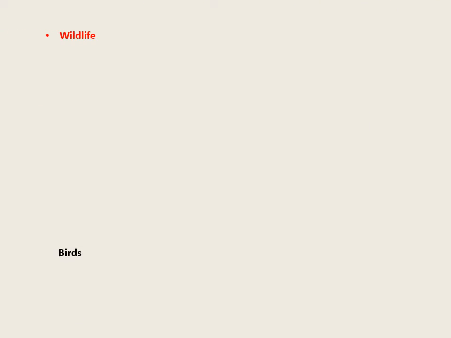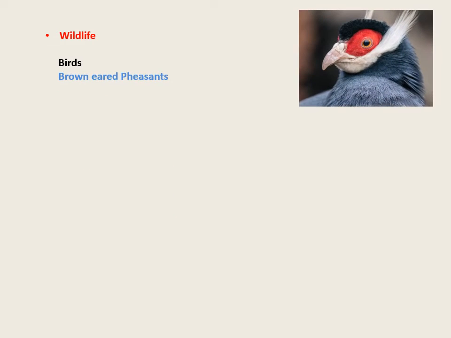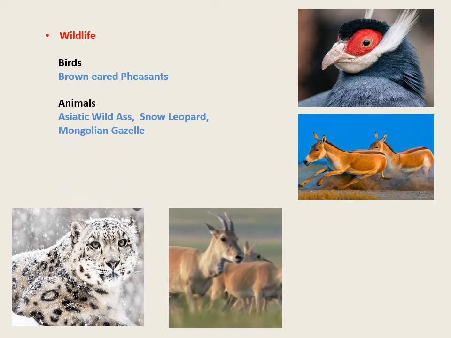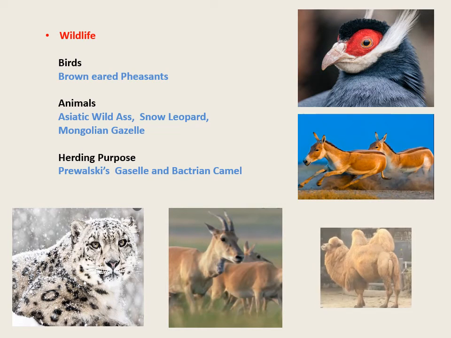Wildlife. The bird species found here are the brown-eared pheasants. Animals are Asiatic wild ass, snow leopard, Mongolian gazelle. For herding purposes, they use Przewalski's gazelle and Bactrian camels.